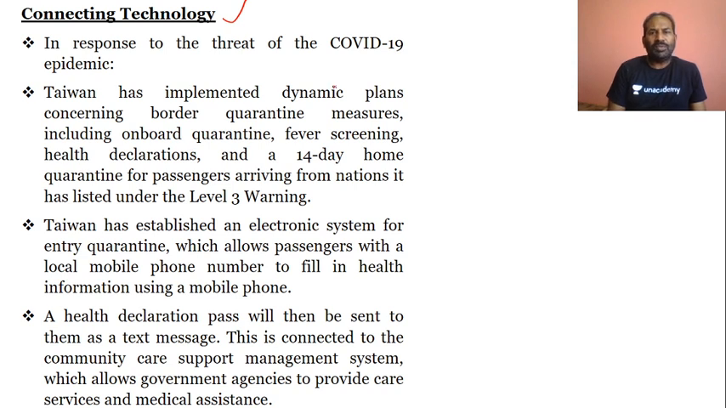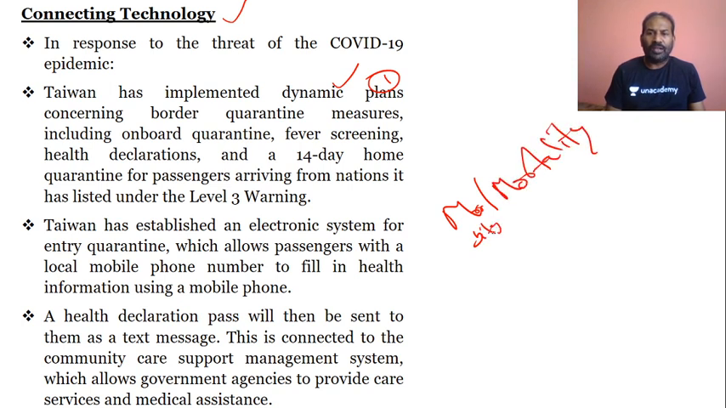So Taiwan has implemented dynamic plans. This is the first one when we are talking about technology, how it has improved, or how it has harnessed and connected technologies, making sure that the spread of the virus does not take place much, or that the morbidity and the mortality rate will be very low. Morbidity in the sense of infected persons, and the death cases will be very low.